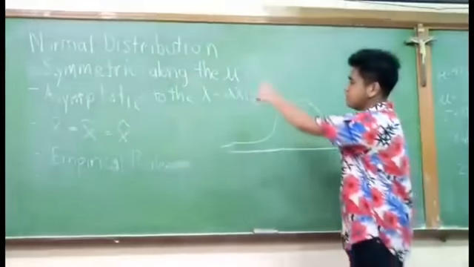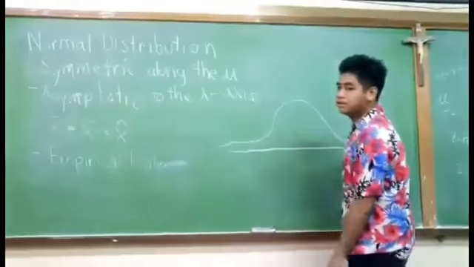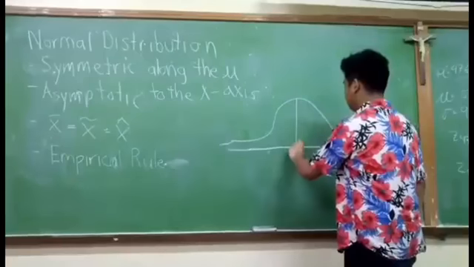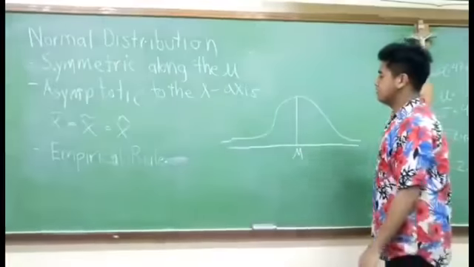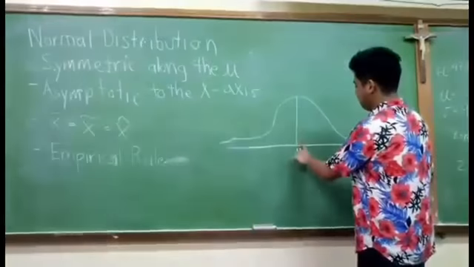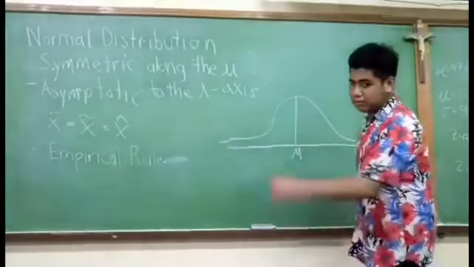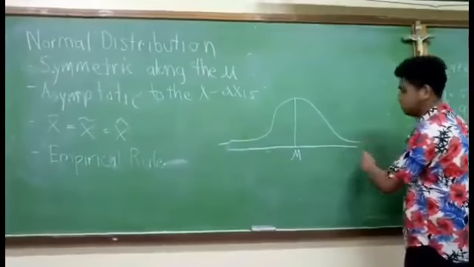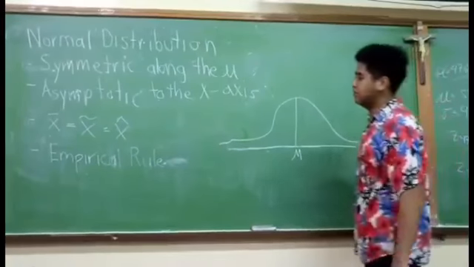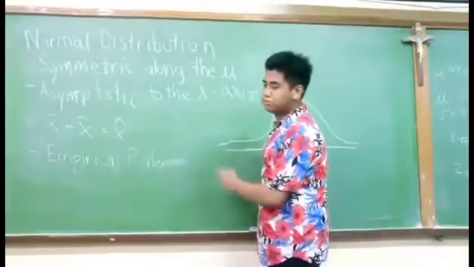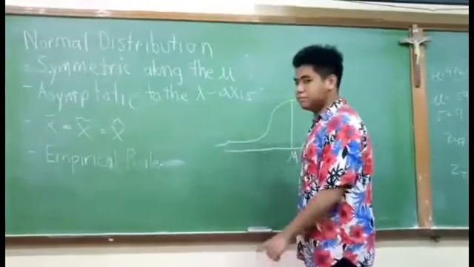So first, it's symmetric along the mean, which means the mean is always the center. It's asymptotic to the x-axis, which is right here. It looks like it's getting closer to the x-axis, but it's not touching the x-axis until infinity. And its mean, median, and mode are equal, and it follows the empirical rule.